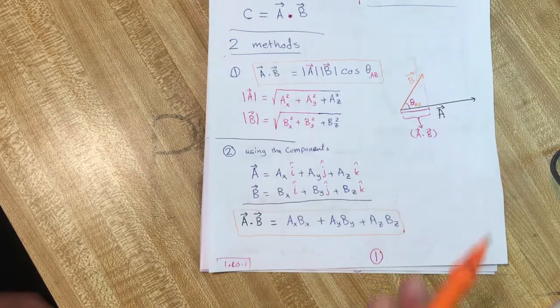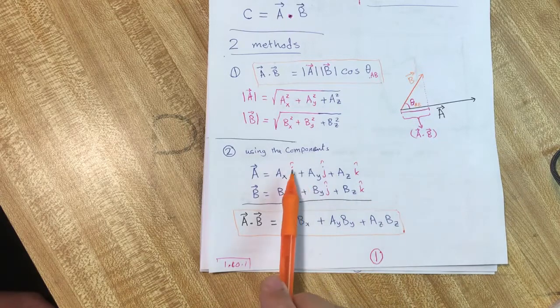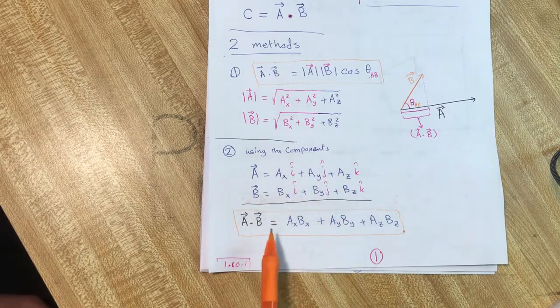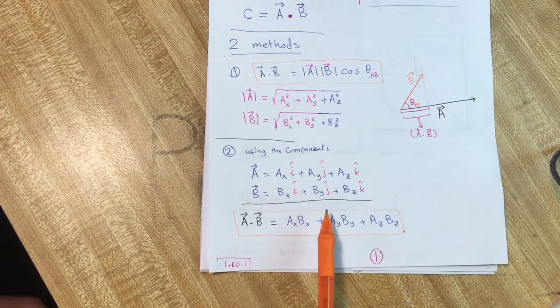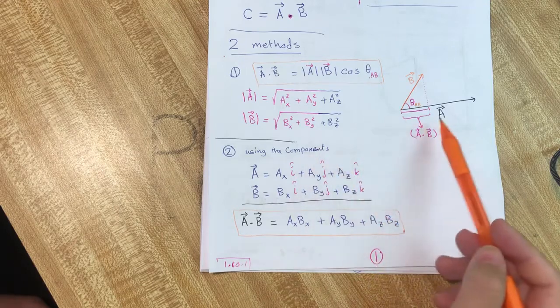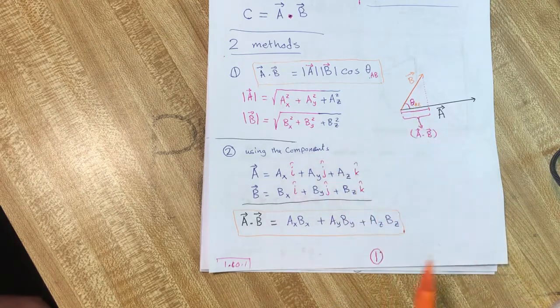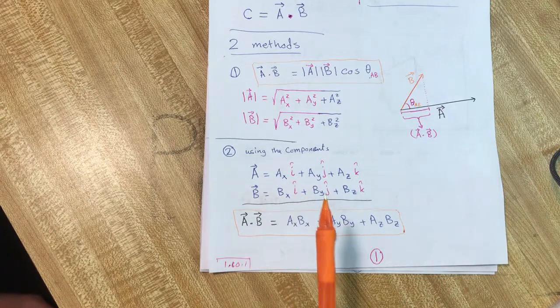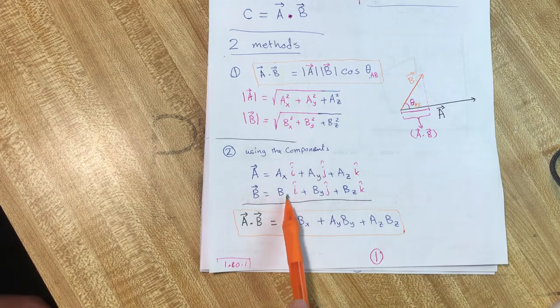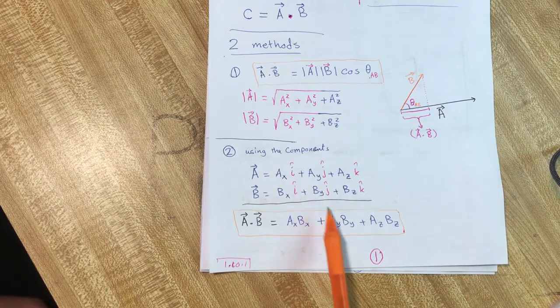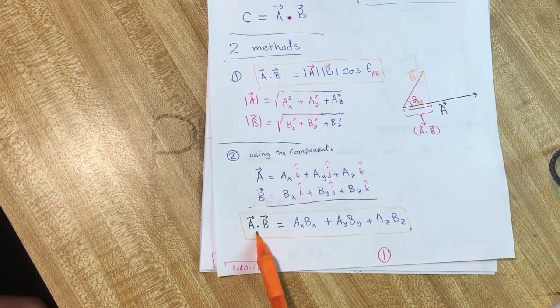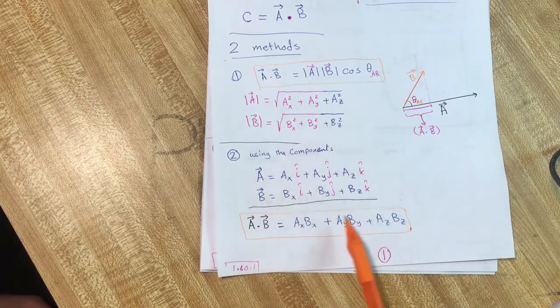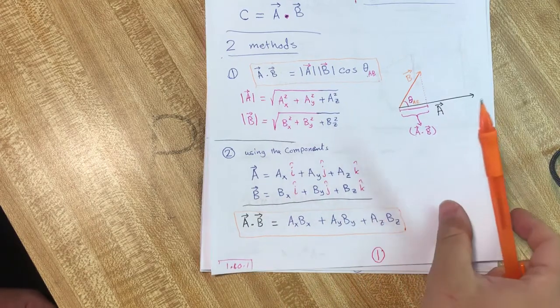The second method: if we have the components of each vector in i hat, j hat, and also k hat, and we don't have the length of each of them or the theta between them, the scalar product is the direct product between each component: ax bx plus ay by plus az bz. This is the scalar product, the second method. We can use any one of them depending on the question.